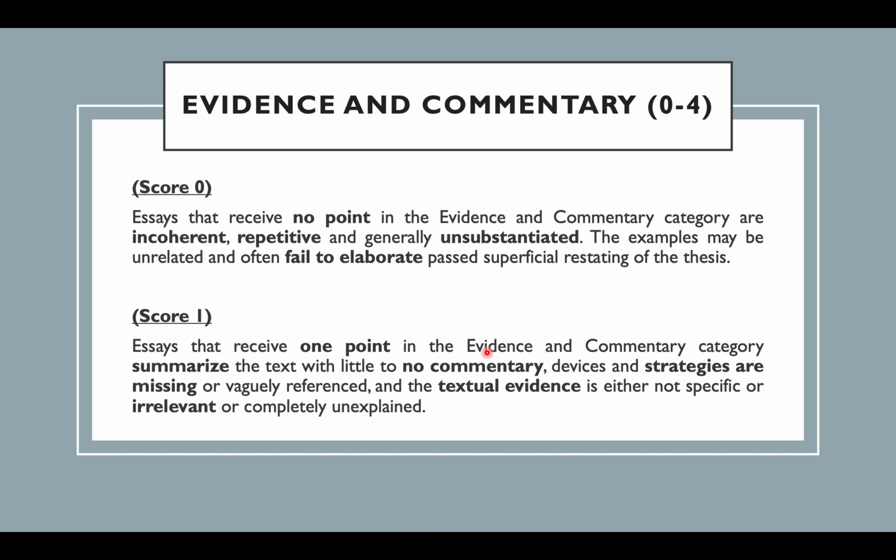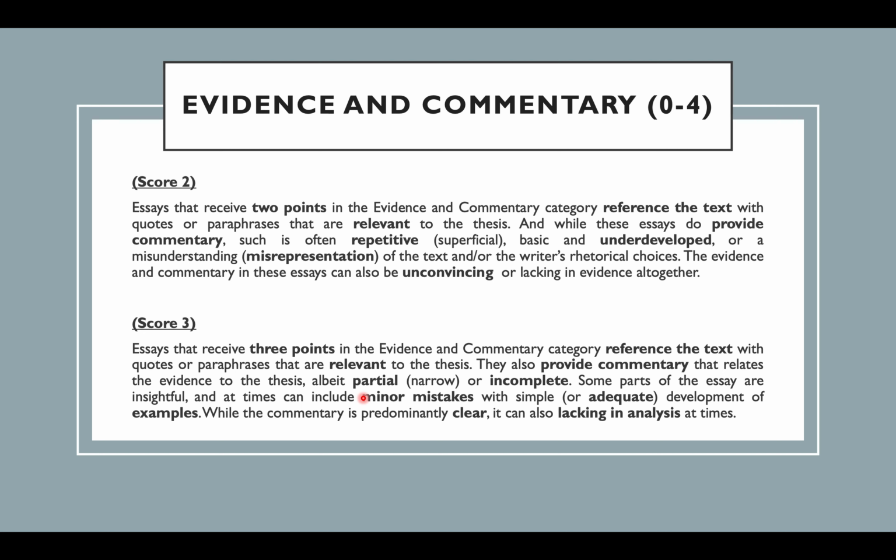Here we go. Let's begin by talking about the evidence and commentary section, meaning how you can get a 1, a 2, a 3, or a 4, which is the maximum amount of points in this category. The ones usually summarize the text and offer little commentary. There is almost no textual evidence, and if there is, it may be irrelevant or vague altogether. A 2 is only a little bit better than a 1, and a 3 is only a little bit less than a 4. That's the way I think of it.